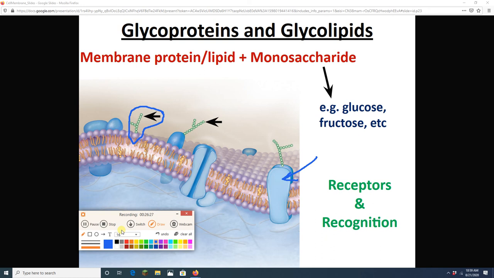What system would want to do that? What system would want to distinguish your cells from foreign cells? Give you a moment. The immune system, obviously, you're right. So these glycoproteins and glycolipids are also good at labeling our cells.